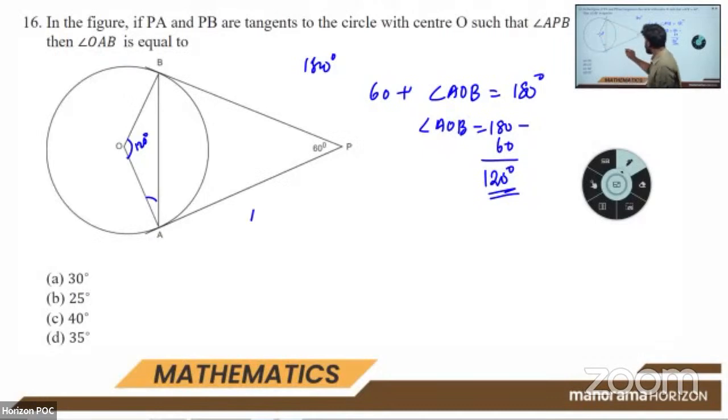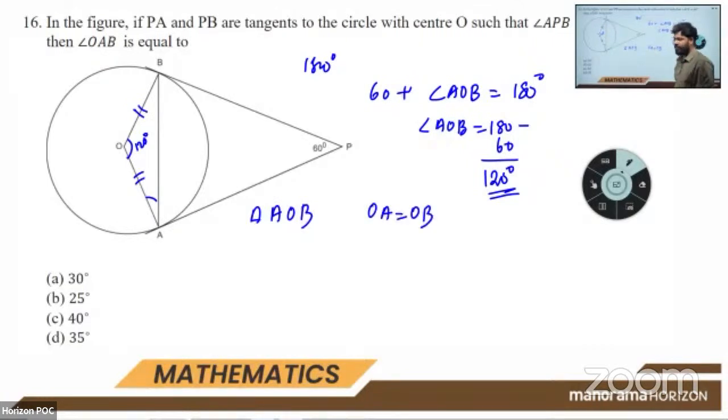Now look at this triangle AOB. Since OA and OB are the radii, you know that OA will be equal to OB. Definitely it will be equal because they both are radii of the circle. OA is equal to OB. And now, since it is an isosceles triangle, can you say this angle over here and this angle over here are both equal? Yes. So if I take this as X, this angle should also be X, right?